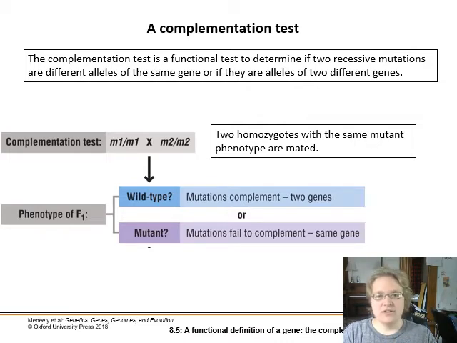Then you look at the F1 generation of that cross, and we can determine whether or not the mutations complement. If they complement, then we know there are two genes. If the mutations don't complement, then it must have been the same gene. So let's look at a visual illustration of this.